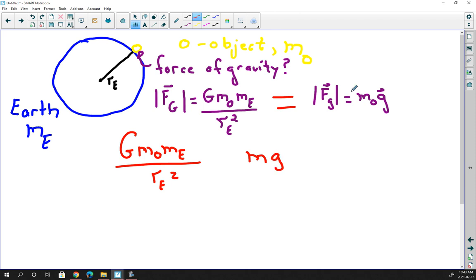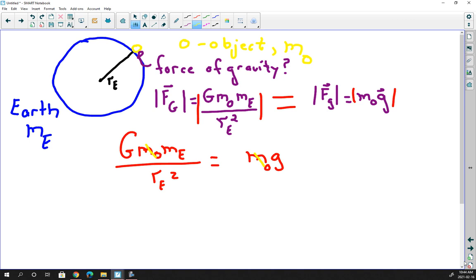Now I notice I made a little mistake here. I got to put the absolute value signs here and here, so please forgive me. That's why I got rid of all the vector signs. So these equations have to be the same. They have to be equal. So that means if I go through here, I can cancel this out.